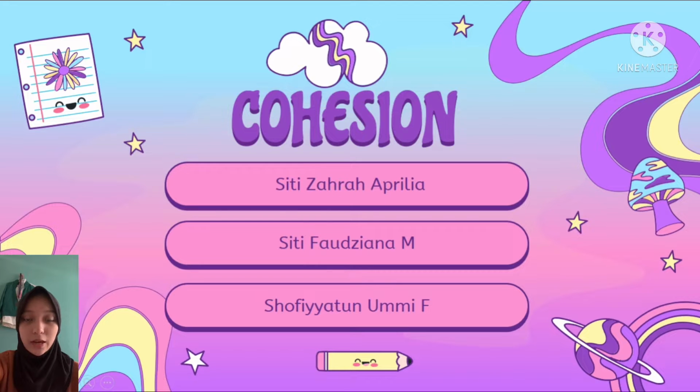My name is Siti Zahra Aprilia, and my partners are Sofiatun Umi Fadila and Siti Fauziana Mutmainah. We are from Group 4, and we are going to explain about cohesion.